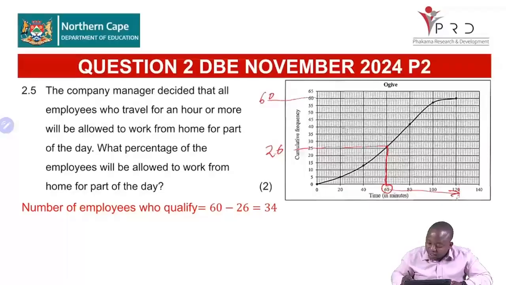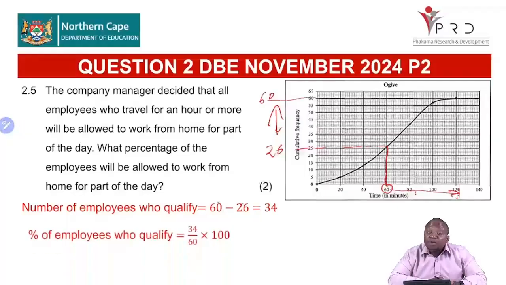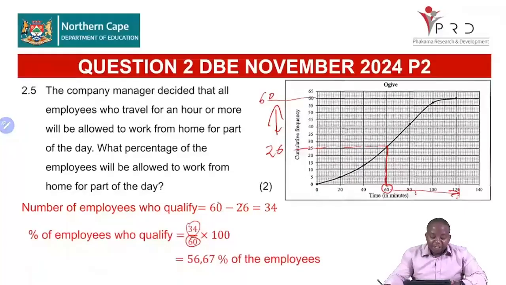So these are the employees that we are looking at. It's going to be 60 minus 26, which is 34, right? But we're looking for this in terms of percentage. We're going to say 34 divided by 60, which is the total, multiplied by 100. The percentage of employees that will be qualified to work from home is 56.67% of the employees.